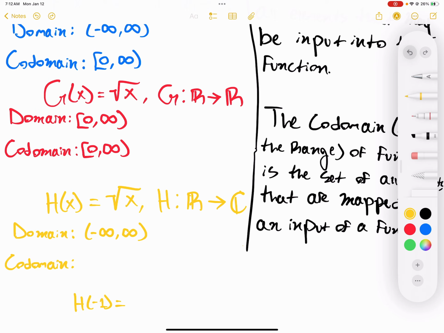So our codomain can be a real number. Our outputs can be either a real number or an imaginary number, but they can't be a negative number. We can't get a negative real number and we can't get a negative imaginary number. So if we input a positive number, it's going to output a positive real number without an imaginary component. So our codomain is the set of all non-negative real numbers, so from 0 to infinity.